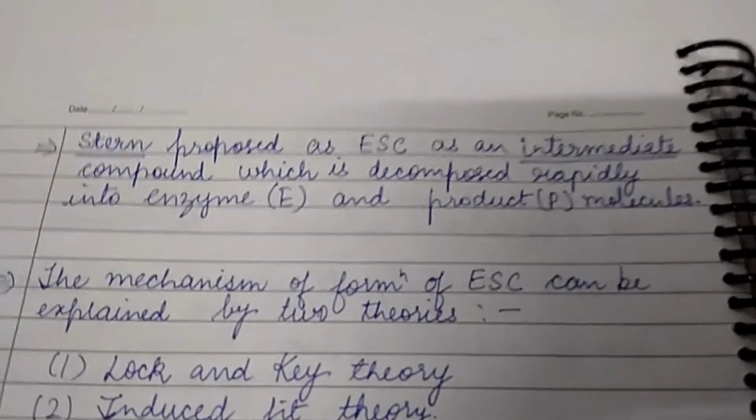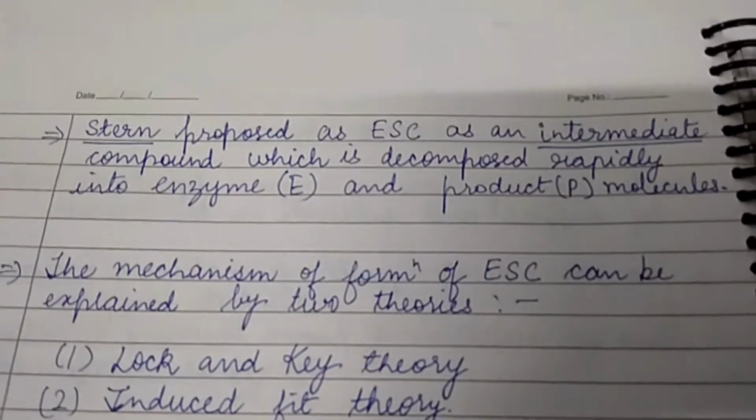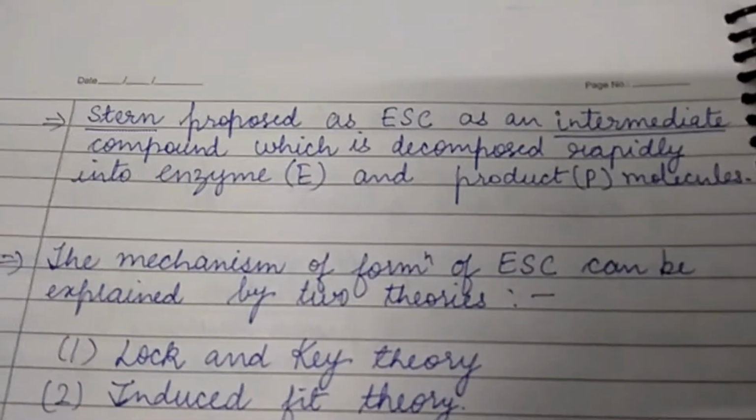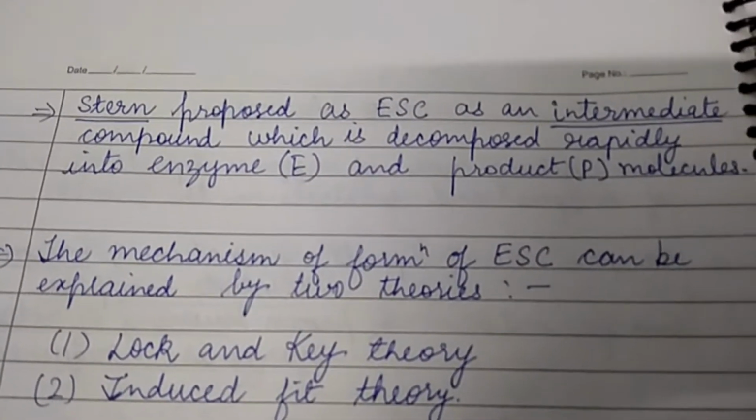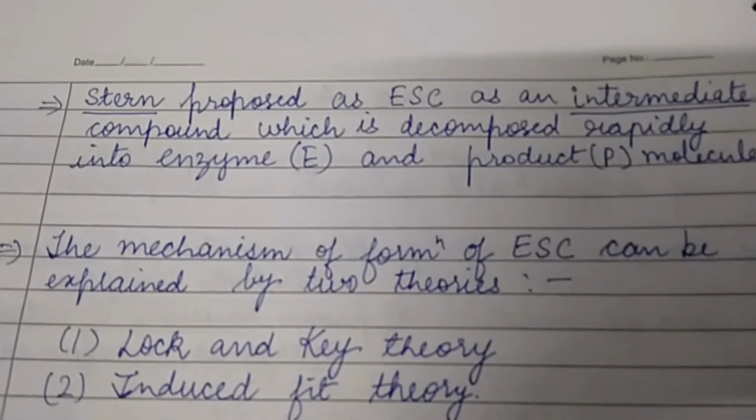Stern proposed that the ES complex is an intermediate compound which is unstable. That means that it decomposes rapidly into enzyme and product molecule.